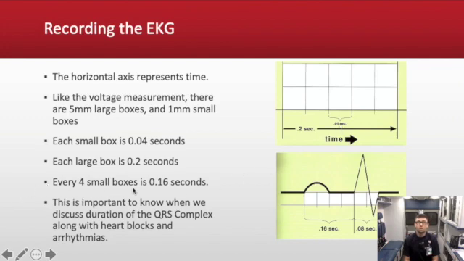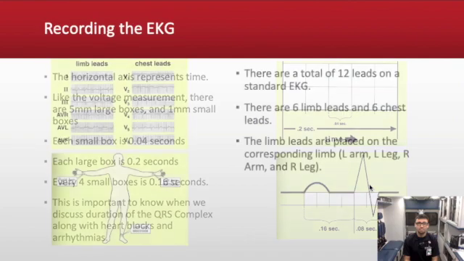Every 4 small boxes is 0.16 seconds, and each large box is 0.2. So again, going back to, remember when that piece of paper is 5 by 5 millimeters? 5 millimeters long is actually 0.2 seconds. This is important to know when we discuss the duration of the EKG complex and the QRS complex, along with the heart blocks and arrhythmias that we'll discuss later. But again, up and down is voltage, right and left is time.